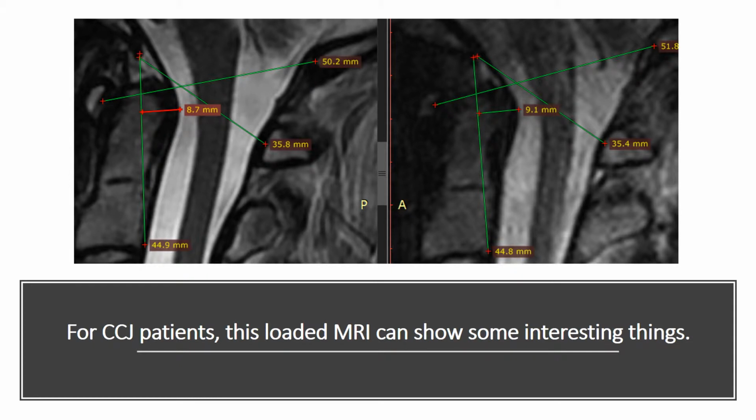For CCJ patients, this loaded MRI can have some interesting things. If we just look at a static measurement, the one on the left was taken lying face up, the one on the right was taken upright, and the one on the right shows a little bit more abnormal values than the one on the left. Some of the values on the left are normal, and some of them, by the time the patient is seated or standing and imaged, become abnormal.